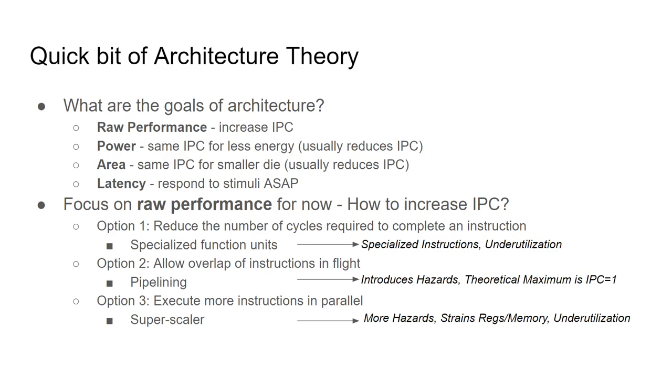Pipelining, on the other hand, introduces dependency hazards. This is a case where a given instruction may depend on the result of an instruction executing before it. If the result is not ready by the time it is needed, then the processor needs to stall, effectively pausing execution until the data is ready. Additionally, the theoretical maximum IPC of pipelining is one instruction per cycle. To do better, you must look to superscalar.